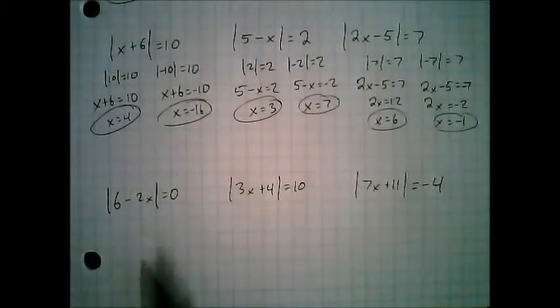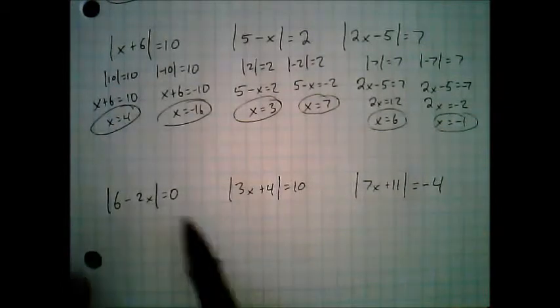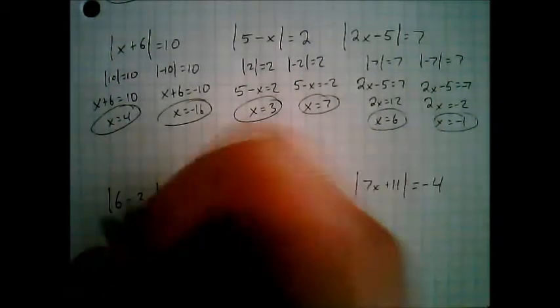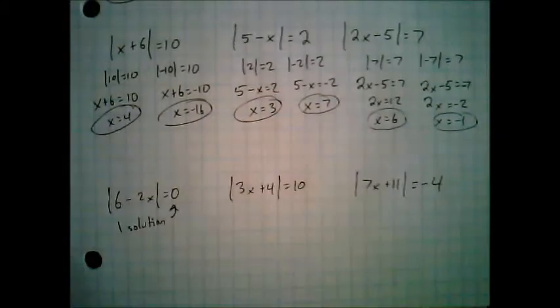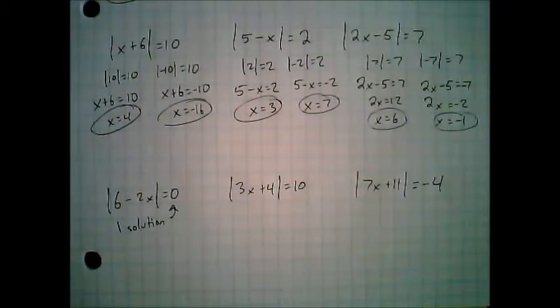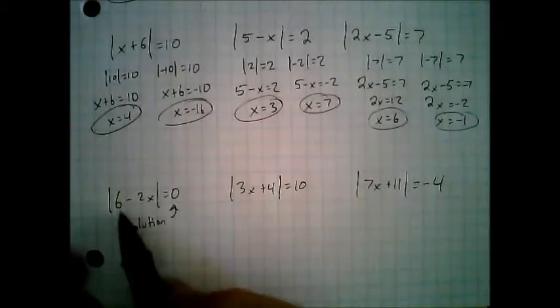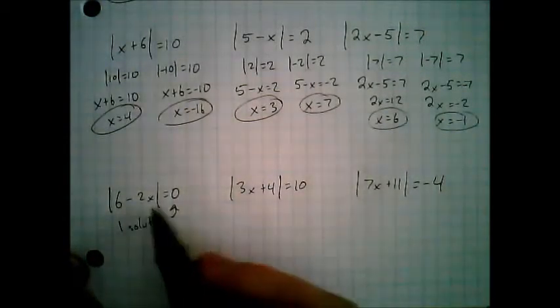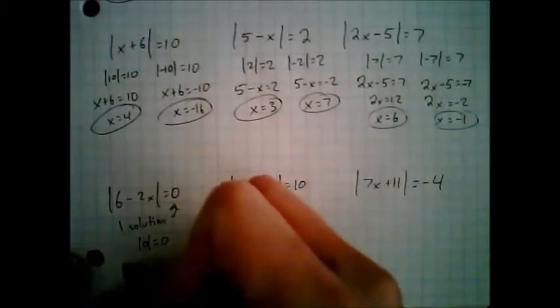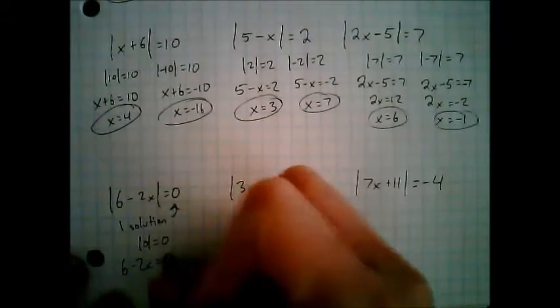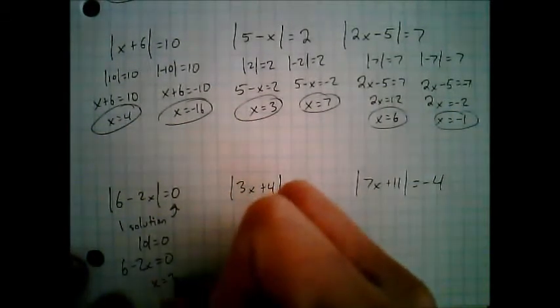Okay, first one, a little bit different because this one we're only going to have one solution. So let's find it. Okay, the only time we're going to get 0 is if we take the absolute value of 0. So 6 minus 2x simply has to equal 0. That's when x equals 3.